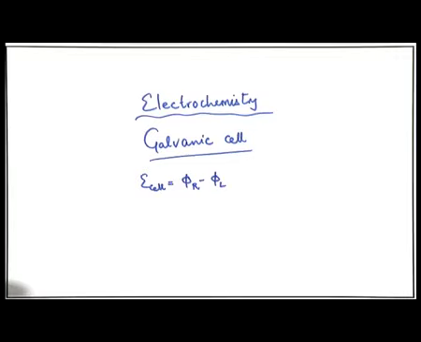Welcome back to the class of electrochemistry. In the last lecture we started with the galvanic cell and we learned how to represent the half cells, and maybe one or two examples we have given, and we will continue with that.